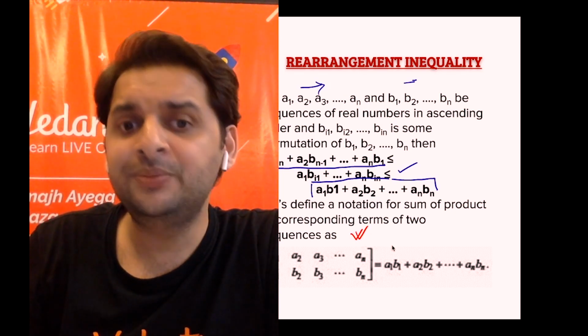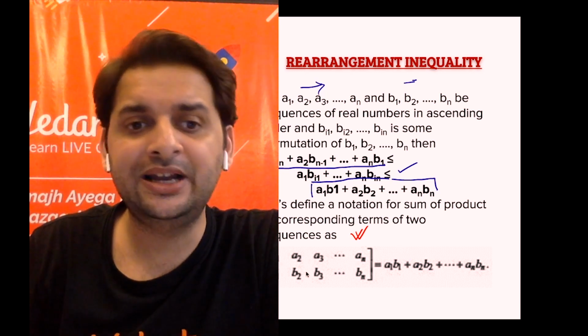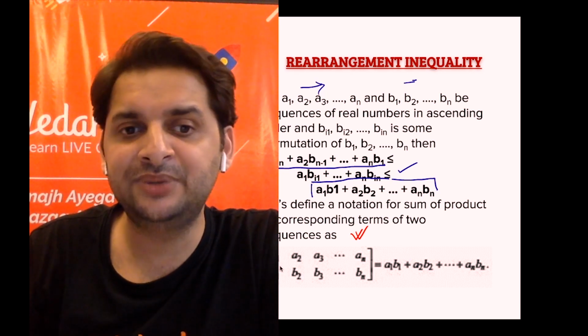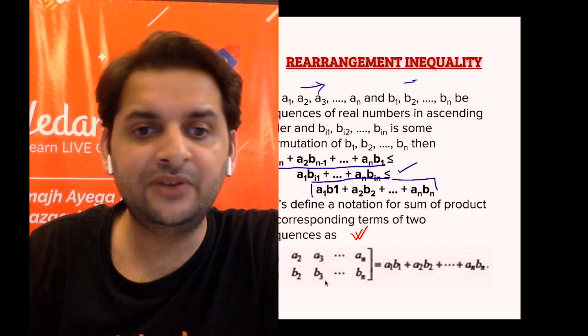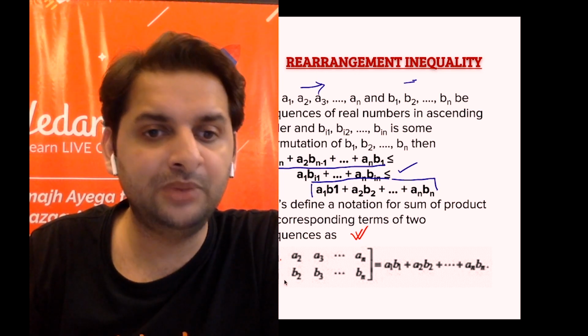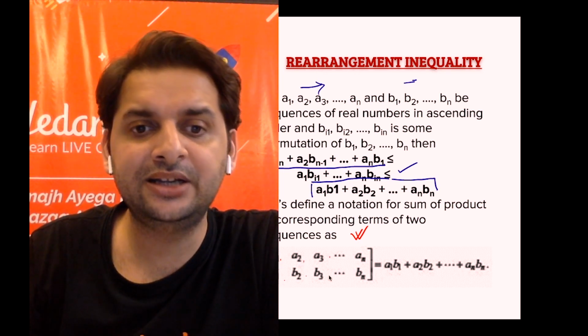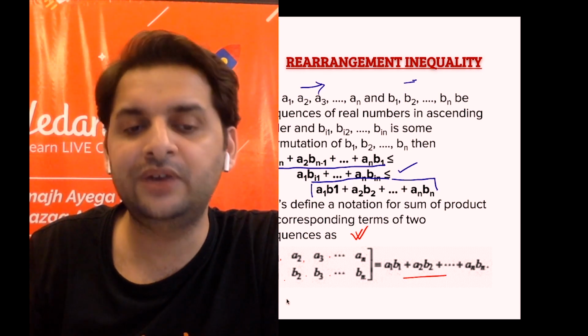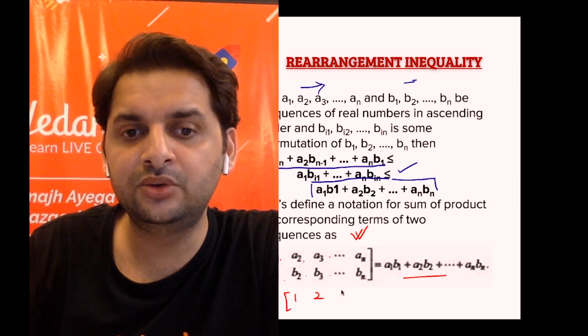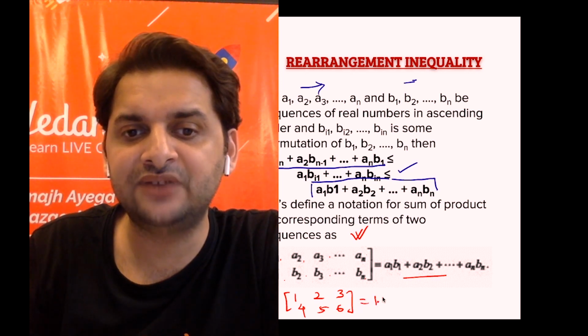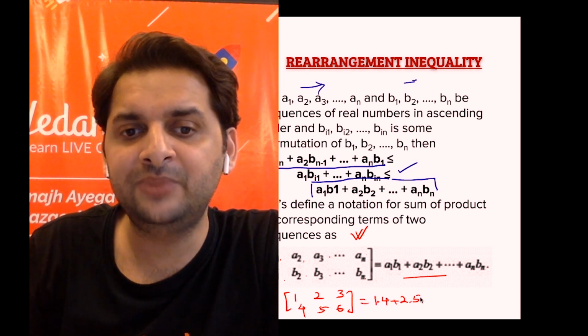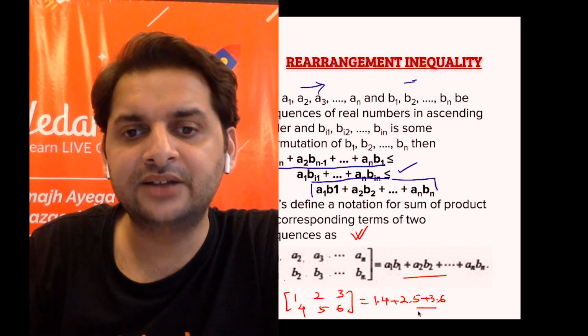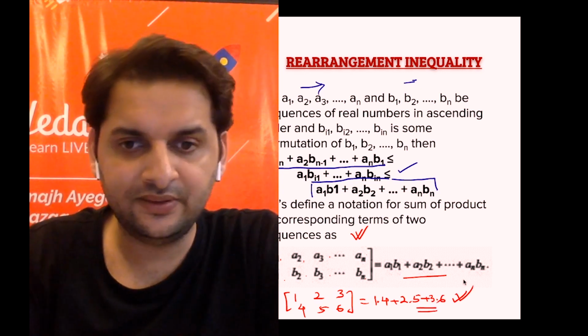And just to make things easier, notation-wise, what we do is we define this matrix A1, A2, A3, AN, B1, B2, B3, BN as A1 into B1 plus A2 into B2 plus A3 into B3, AN into BN. So this is how we define. So the matrix 1, 2, 3, 4, 5, 6, just for the ease of calculations, we define this as 1 into 4 plus 2 into 5 plus 3 into 6. Right, so this would make our work very easy.